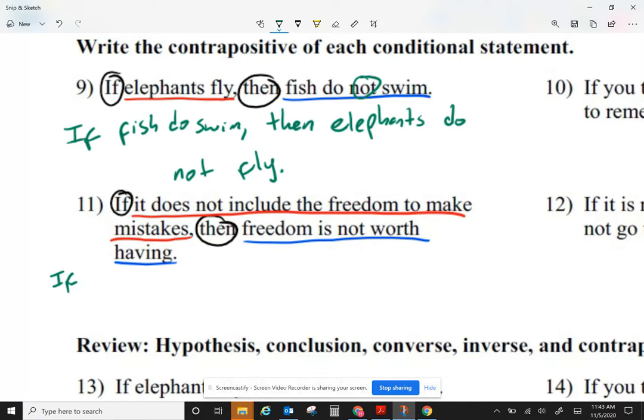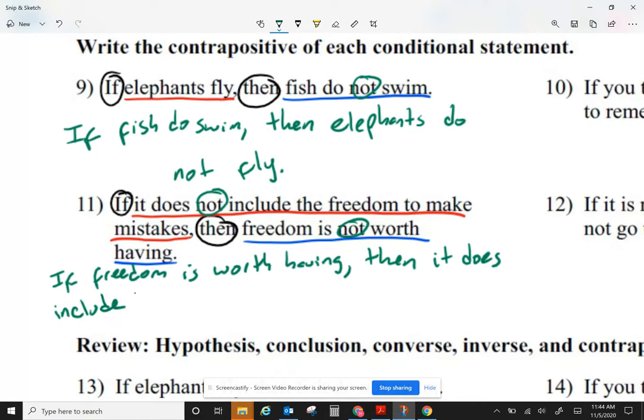So the way I will write this will be if, to begin with, it says freedom is not worth having. I like the word not, because then I'm just going to write freedom is worth having, comma, then, so the original hypothesis says it does not include, so I like the word not, does not include the freedom to make mistakes. So then I would just write it does include the freedom to make mistakes. So my contrapositive reads, if freedom is worth having, then it does include the freedom to make mistakes. Notice how after the if part, after the hypothesis, I always have the little comma. And my conclusion, I started with the word then.